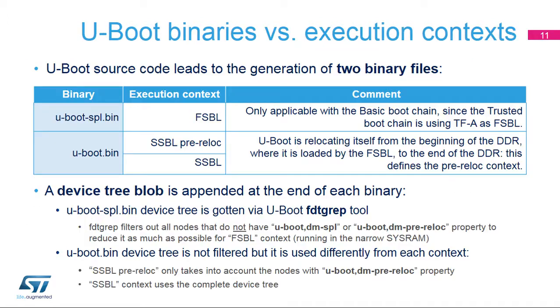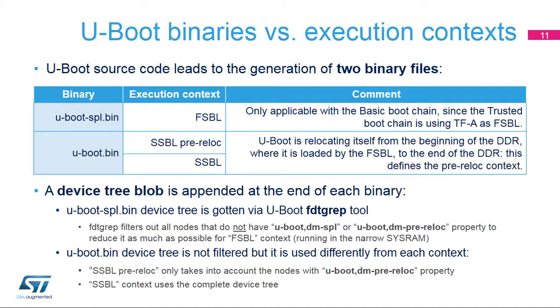U-Boot compilation leads to the generation of two binaries: u-boot-spl.bin, that stands for U-Boot Secondary Program Loader. This one is used as FSBL in the basic boot chain, and u-boot.bin that is used as SSBL in both boot chains and will be executed twice at boot time.